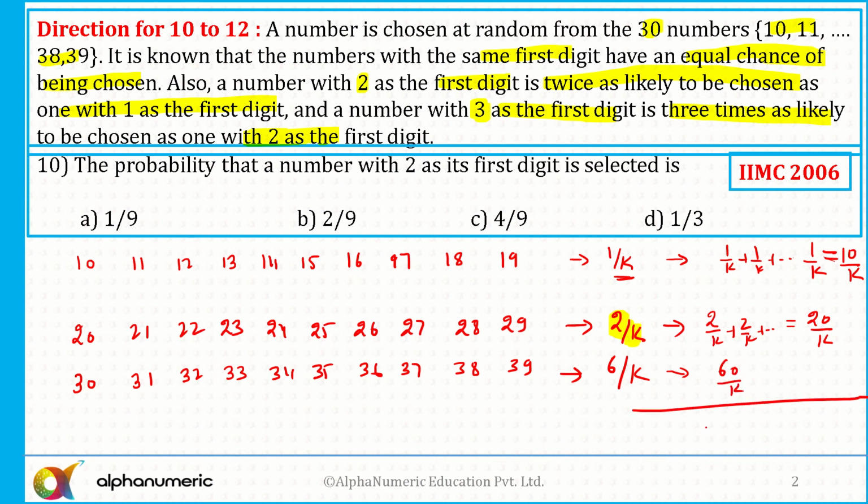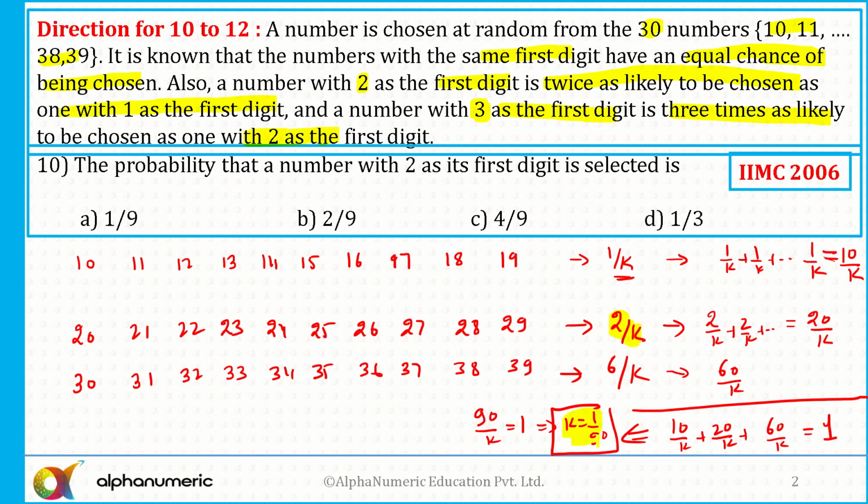And what is this total sum? The value of 10 by k plus 20 by k plus 60 by k, and this must be equal to 1. Why? Because the total probability is always 1. So from here, if you solve this, what will I get? 10 plus 20 is 30 plus 60, that is 90. So 90 by k is equal to 1. So this implies k is equal to 1 by 90. That is what the value is, k is equal to 1 by 90.